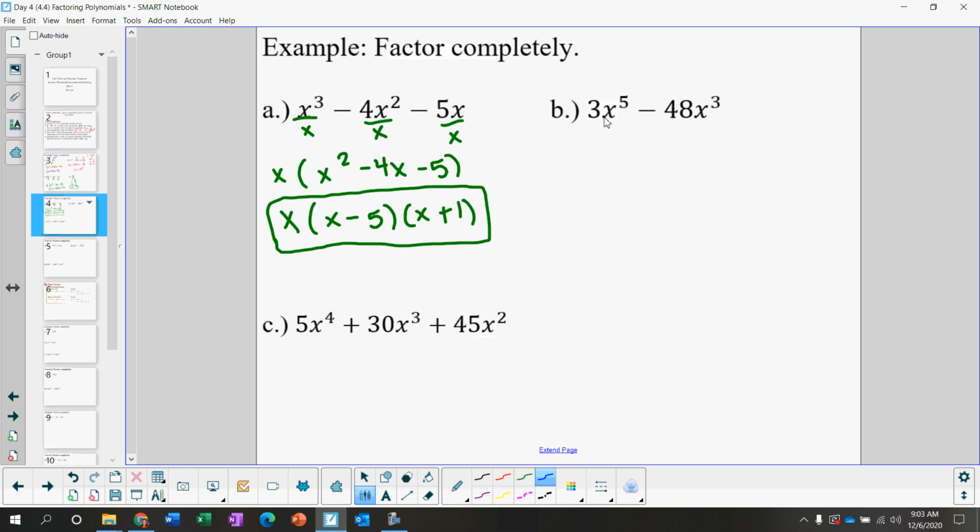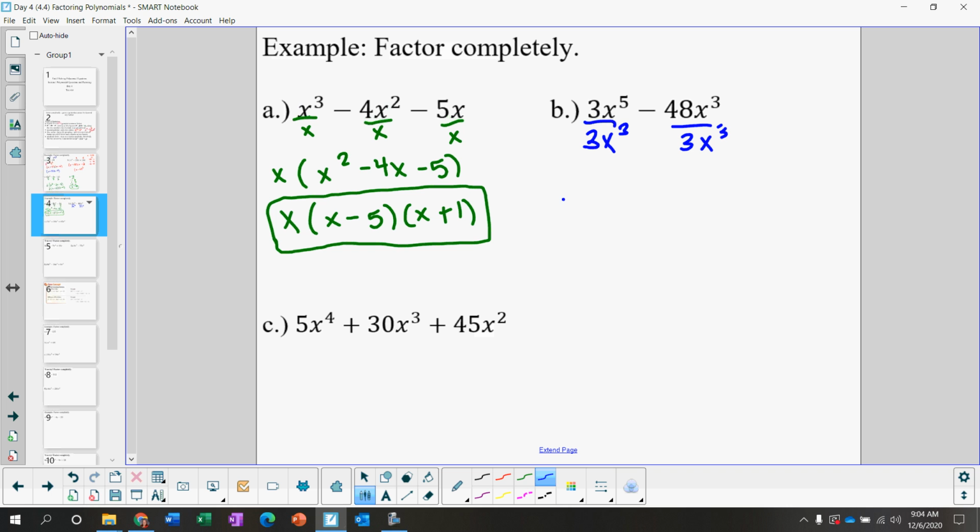All right, when I look at B, I have a number in both, right? 3 and 48. So 3 goes into both of those. So I know I'll at least divide by 3. And then I have x to the 5th and x to the 3rd. The smallest power that goes into both would be 3. So that's x to the 3rd we could take out of each.